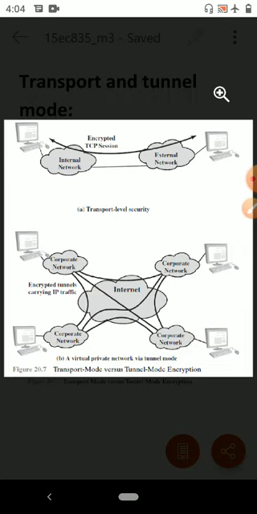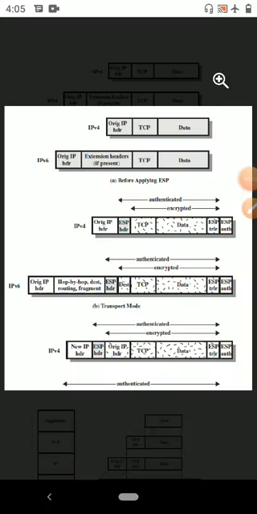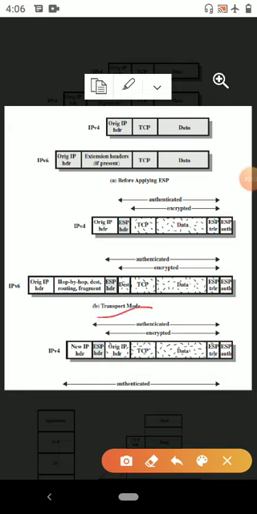The former technique is supported by a Transport Mode Security Association, while the latter technique uses a Tunnel Mode Security Association. Next, we look at the scope of ESP for the two modes. First, consider Transport Mode ESP. Transport Mode ESP is used to encrypt and optionally authenticate the data carried by IP. This is shown in this figure. This is for IPv4 and this is for IPv6.